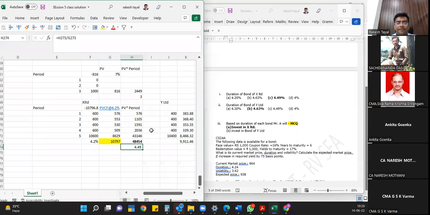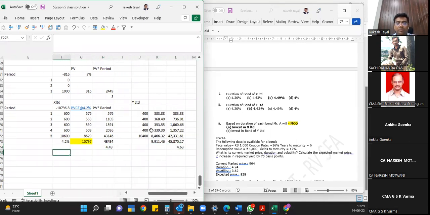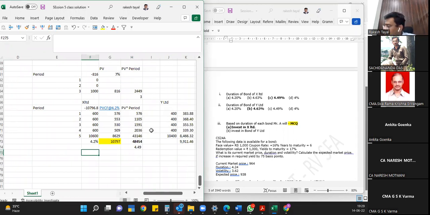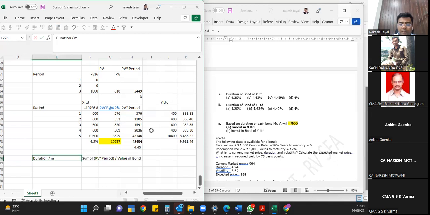Okay, sir. So in the concepts also, if you see, you can find out the formula for this. So we can write: sum of PV into period divided by value of bond. This is the duration, the Macaulay duration. Clear?